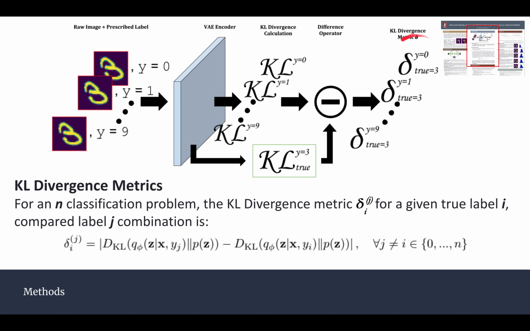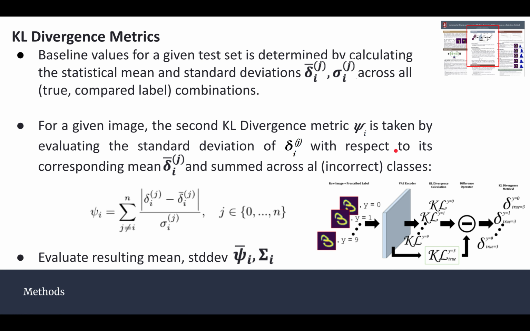And then from it we essentially get the relative KL divergence, and again we're calling it delta, for all incorrect labels given the true label. Once you do this, we can go through the entire training or test dataset and then evaluate the statistical mean and standard deviation for delta, and we're going to call them delta bar and sigma. Afterwards, we can now evaluate a second KL divergence metric, and we're going to call it psi. And this is essentially every image's summed delta standard deviations away from their respective means.